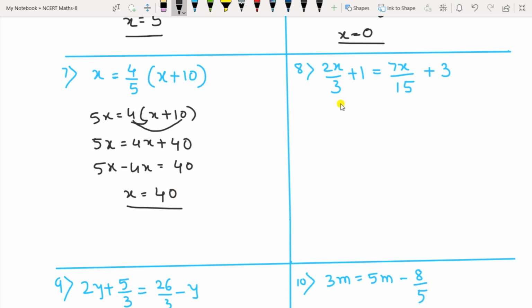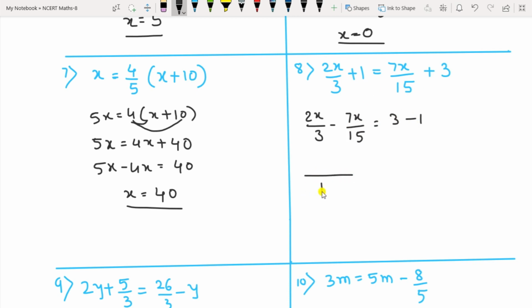Similarly here now, 2x by 3 and 7x by 15 are the like terms. Bring them together. So 2x upon 3 minus, since it was plus here, 7x upon 15, and write 3 plus, and then 1 goes to the other side. It becomes minus 1. So now 3 and 15, LCM becomes 15.